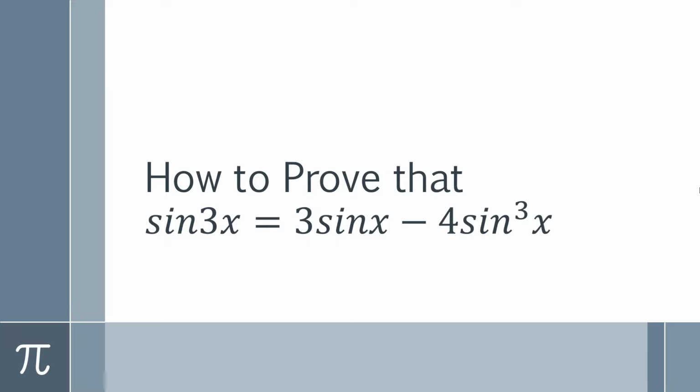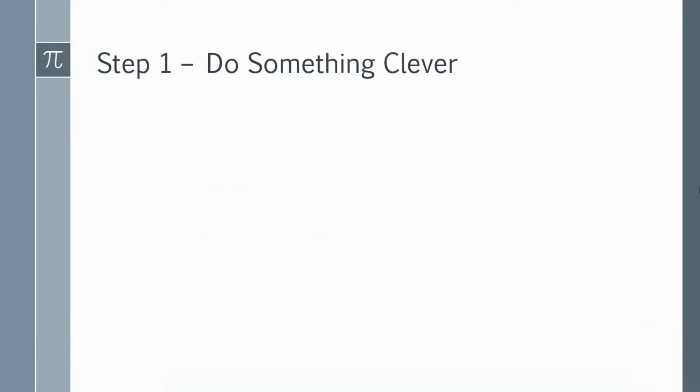In this video, I'm going to show you in a simple and easy to follow way how you can prove the identity that sine 3x is equal to 3 sine x minus 4 sine cubed x. And now the first thing you need to do is you need to do something quite clever. It is the most obvious thing in the world once you've seen it, but it's not necessarily obvious until you've actually seen how we do it.